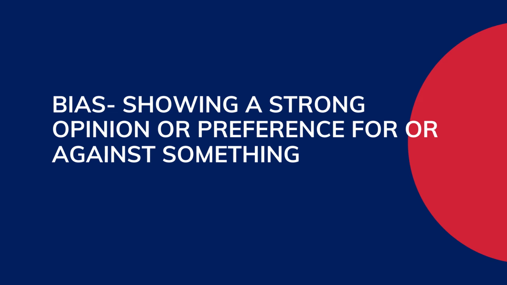Bias, showing a strong opinion or preference for or against something. So when you're biased on something, you're only wanting to know about your opinion, your strong opinion. So always be biased on the good side, on the pro side and on the con side. So always really look into what you're going to be reading or informing on of what you've read.